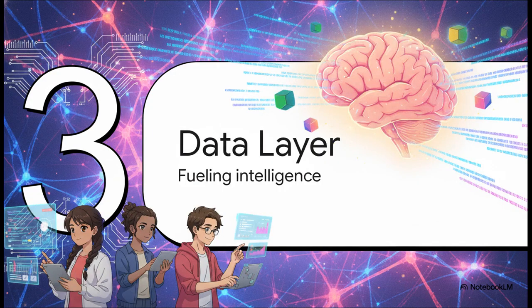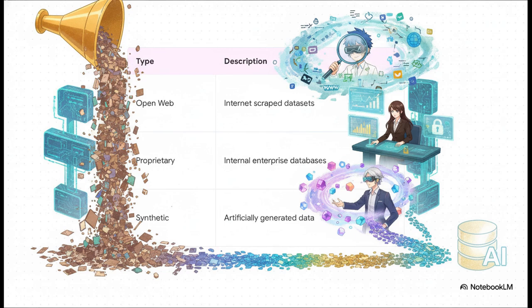Which brings us to Layer 3, the data layer. This is what's fueling the intelligence. Now, the absolute golden rule here is so simple. Garbage in, garbage out. If your AI is trained on messy, incomplete, or biased data, its outputs are going to be totally flawed, no matter how advanced that model layer is.